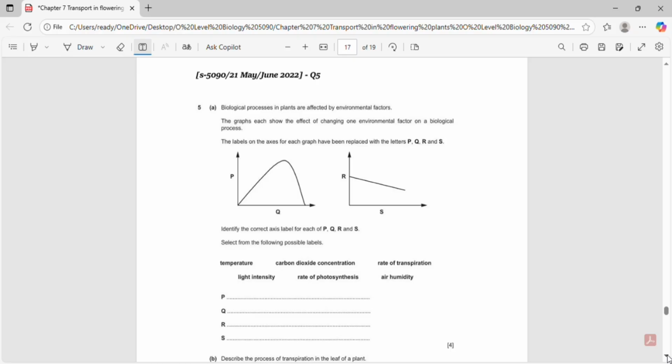Then we have another question, and it asks us to identify the correct axis label for each of P, Q, R and S. The question is based on two graphs that show how environmental factors affect biological processes in plants. Let's go through them one by one.